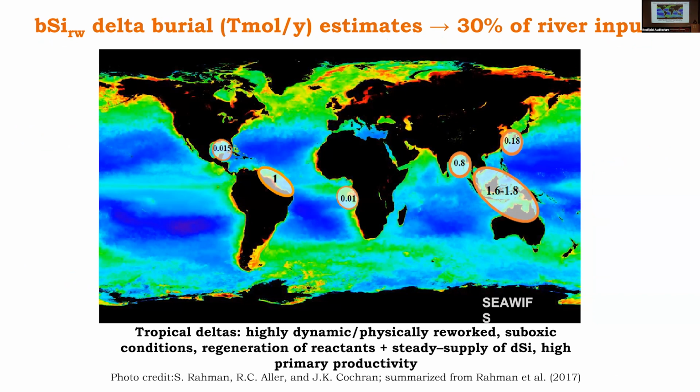And that's because they're really dynamic and physically reworked, because the rivers supply all of these nutrients. They also have a lot of primary productivity, so you have a lot of BSi being delivered to the sediment. And because of that reworking, they keep regenerating these nutrients, so you're always resetting that sediment pile to release your reactants.